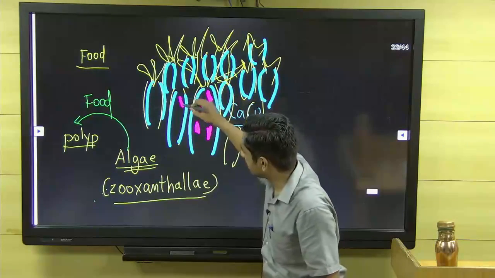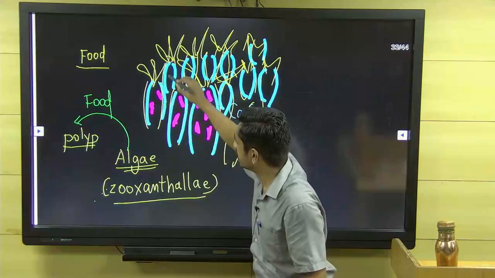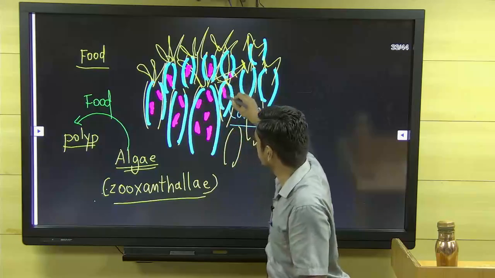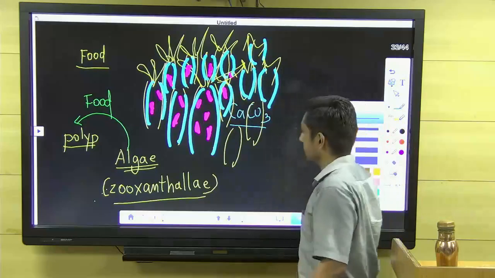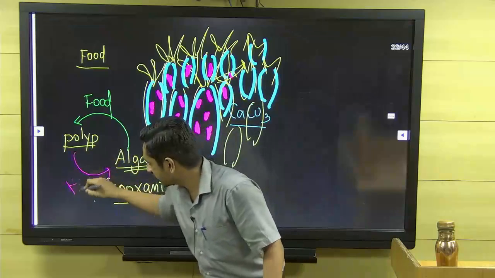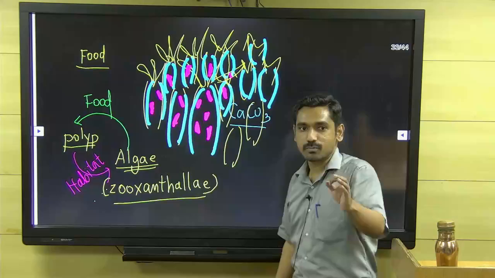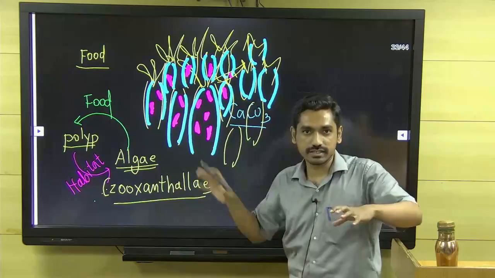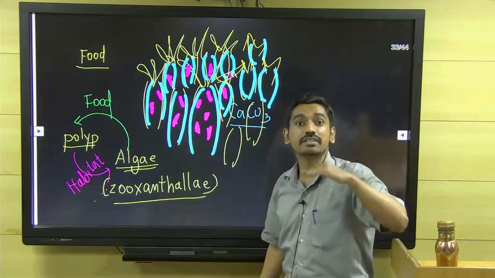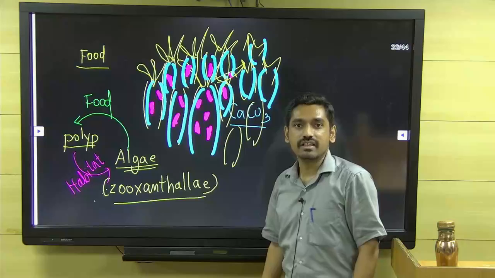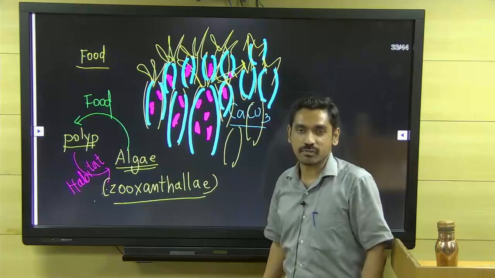So you provide them habitat, substratum, to stick on. Is it clear? The first thing is you provide a habitat where the algae can settle over. They can stay in one place. And the most important thing, apart from sticking over your shells: when animals breathe outside, will they give oxygen or carbon dioxide? I asked in one batch.